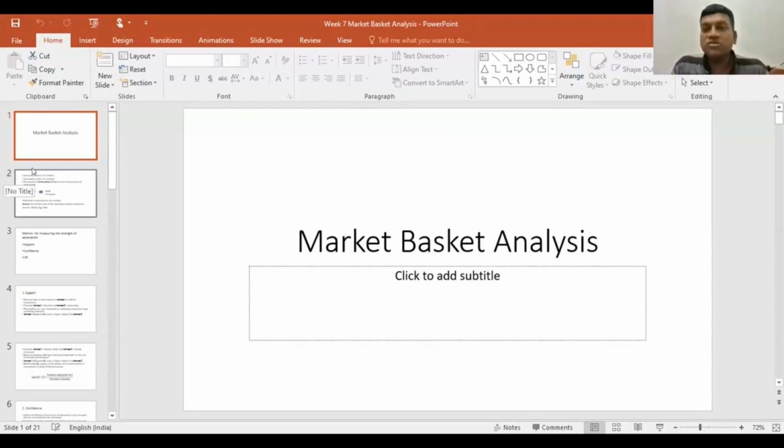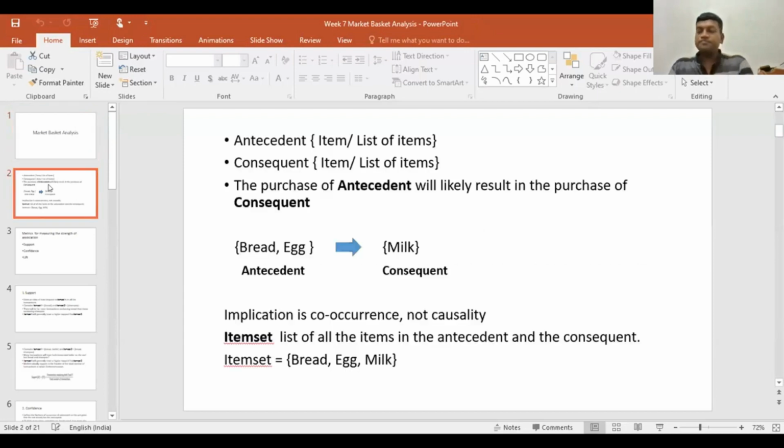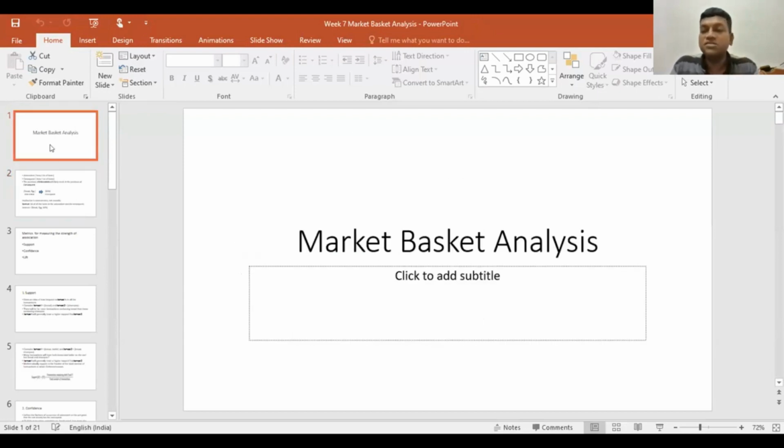So of course, today we're going to talk about market basket analysis. Essentially, this is a technique which uses rules of association, and we'll try to see if there is a bunch of things which are brought together. We did talk about market basket analysis very briefly the first week.